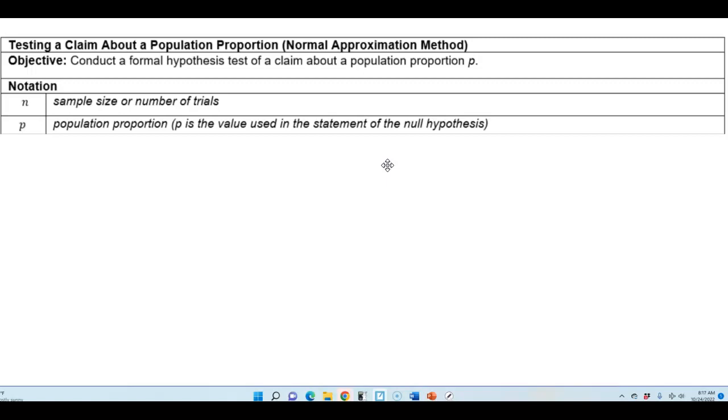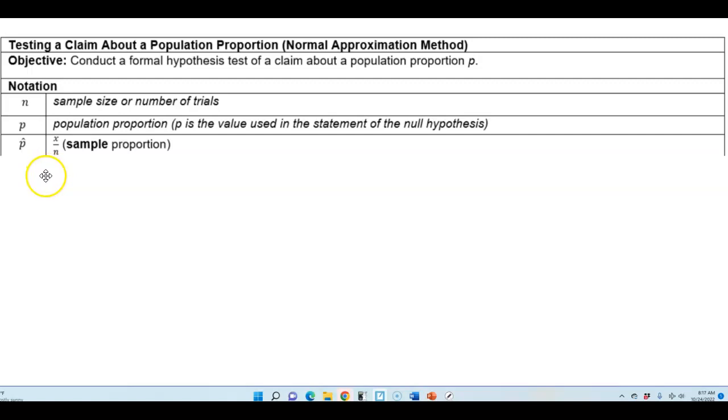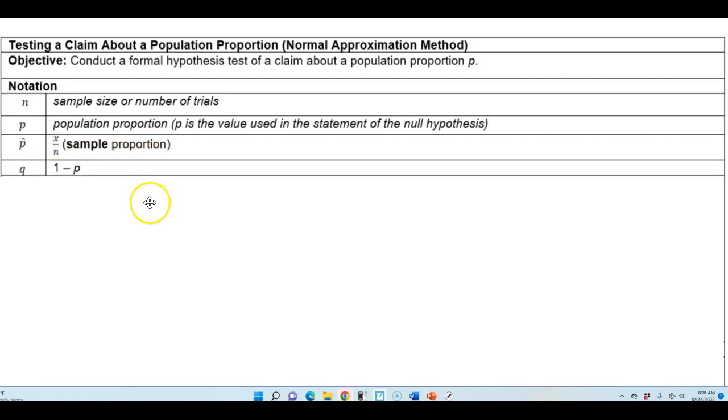p is the population proportion. p is the value used in the statement of the null hypothesis. p hat is the point estimate, which is x over n, which is the sample proportion. q is the complement of the population proportion, which is 1 minus p.